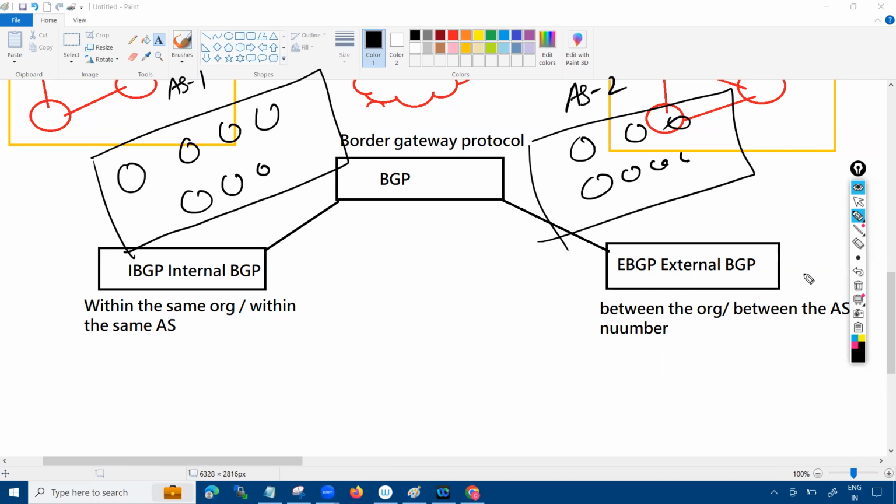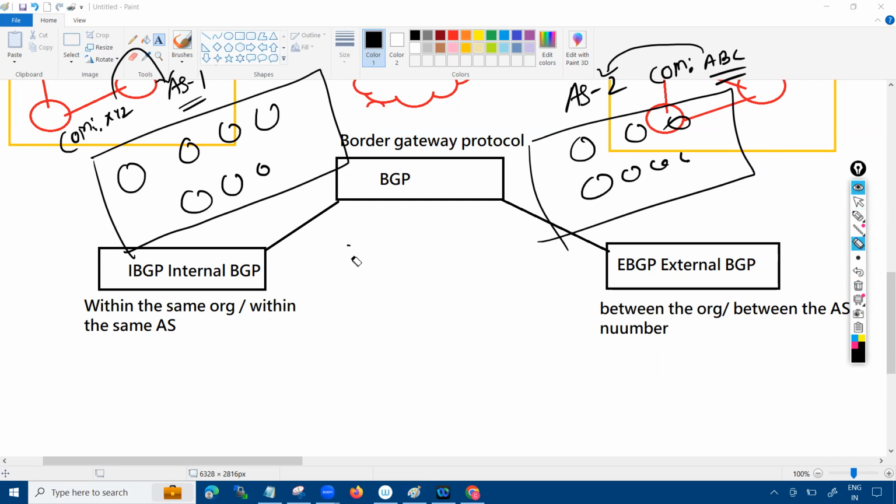So if I talk about it, AS number is what? It's a group of routers that is maintained by a single admin. Here, the meaning of single admin is a company. So for example, this AS number 1 belongs to company XYZ. This AS number 2 belongs to company ABC. So we have two different organizations. Company XYZ has AS number 1. Company ABC has AS number 2.